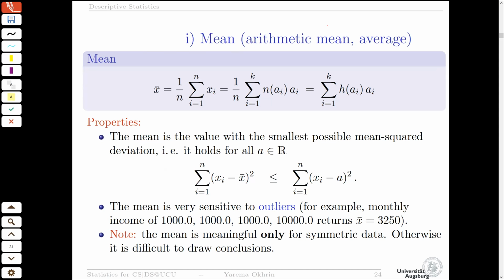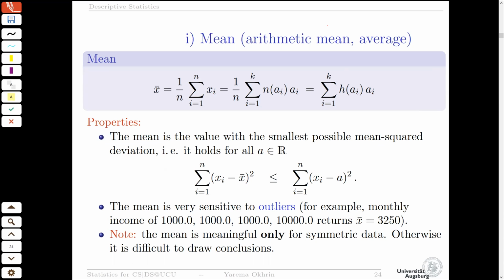The problem with the mean, this nice thing, is outliers. It's extremely sensitive to outliers. Imagine there are 4 guys working for some big company, for Google. 2 guys earn just 1,000, let's say cubic, and a guy earns 10,000 cubic. Let's compute the average salary of those guys.